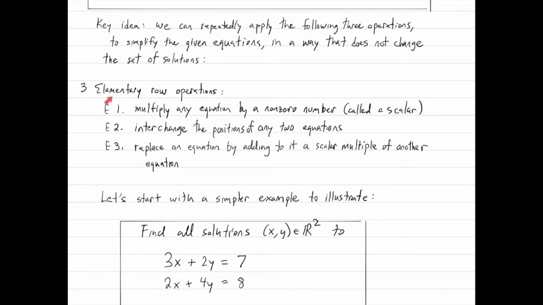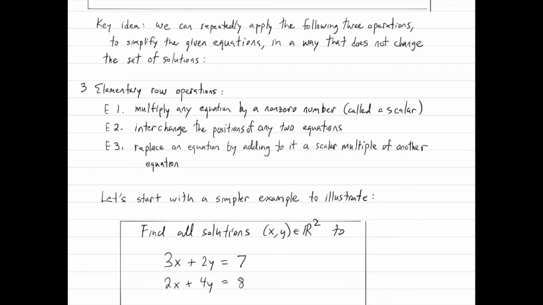So here are these 3 elementary row operations. Perhaps they're called elementary because they're fairly simple. You can multiply any equation by a non-zero number. Sometimes I'll call a number a scalar. Another elementary row operation that you can do, I'm labeling it here E2, but that's not standard, is interchange the positions of any 2 equations. And the third operation, which is a little bit more complicated sounding than the other 2, is you can replace an equation by adding to it a scalar multiple of another equation.